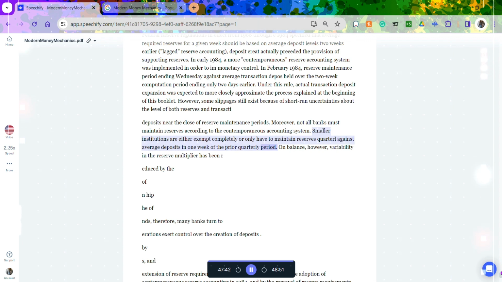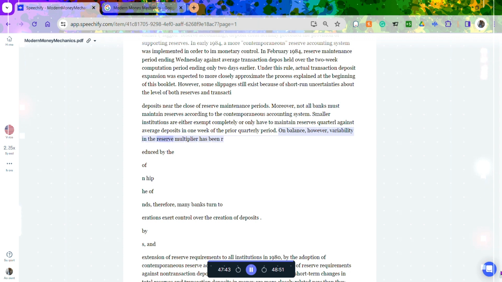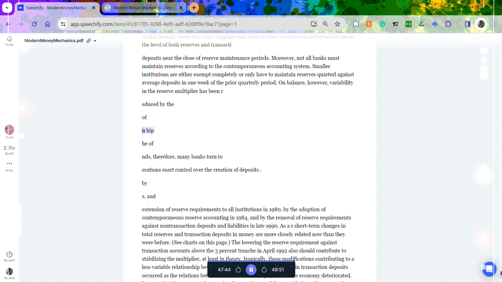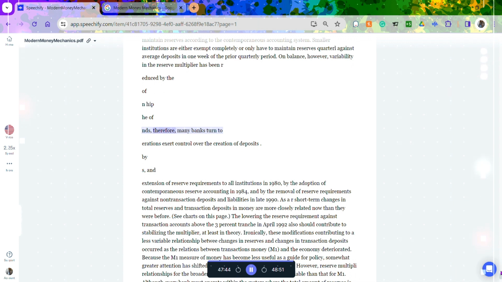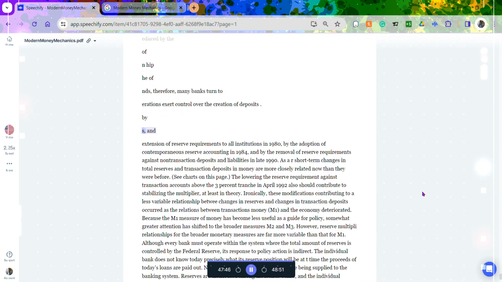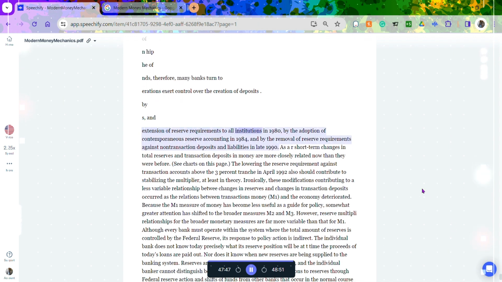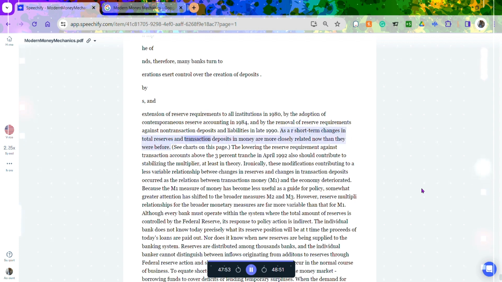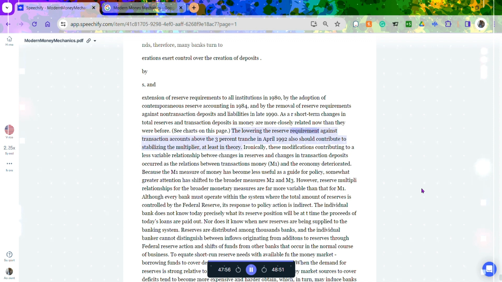On balance, however, variability in the reserve multiplier has been reduced. The Federal Reserve exerts greater control over the creation of deposits by the extension of reserve requirements to all institutions in 1980, by the adoption of contemporaneous reserve accounting in 1984, and by the removal of reserve requirements against non-transaction deposits and liabilities in late 1990. As a result, short-term changes in total reserves and transaction deposits in money are more closely related now than they were before. See charts on this page. The lowering of the reserve requirement against transaction accounts above the 3% tranche in April 1992 also should contribute to stabilizing the multiplier, at least in theory.